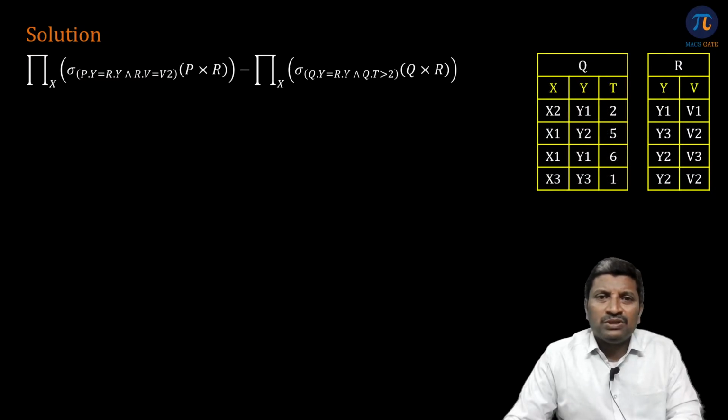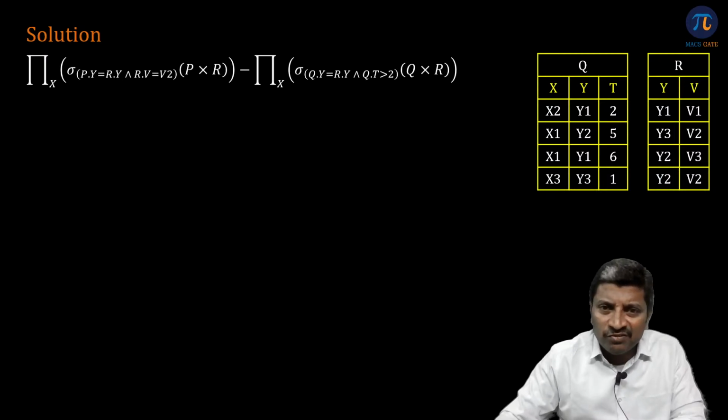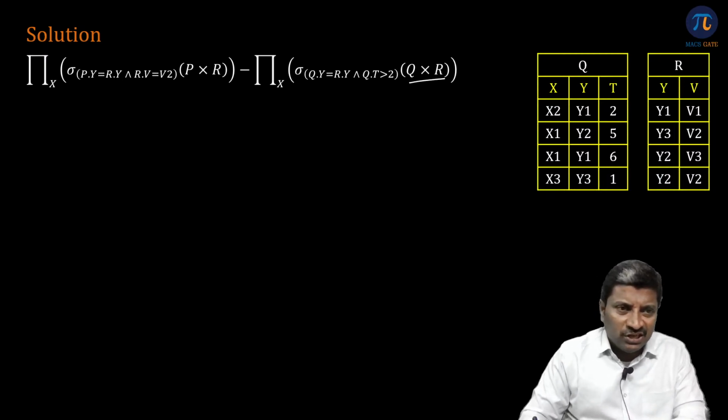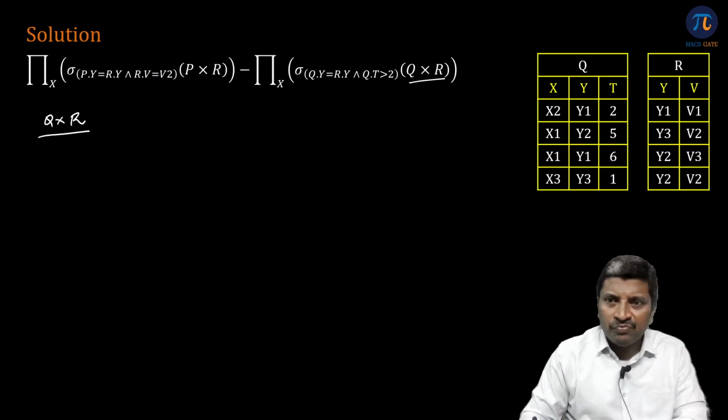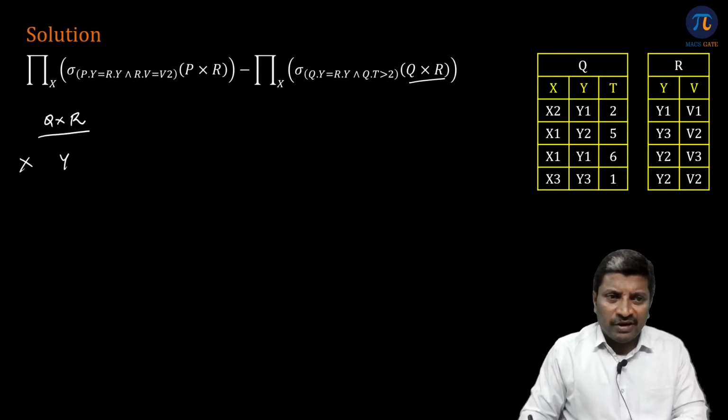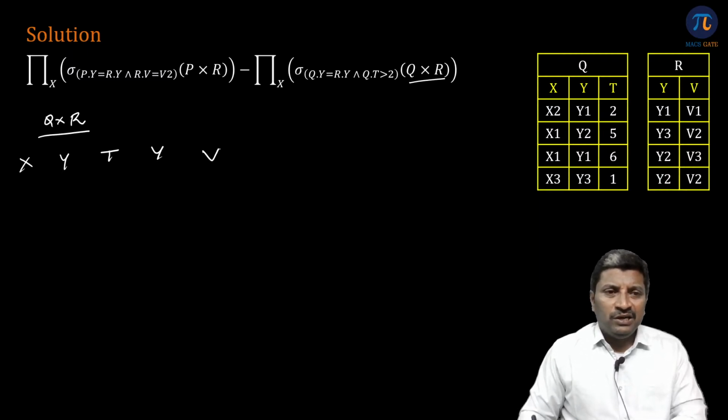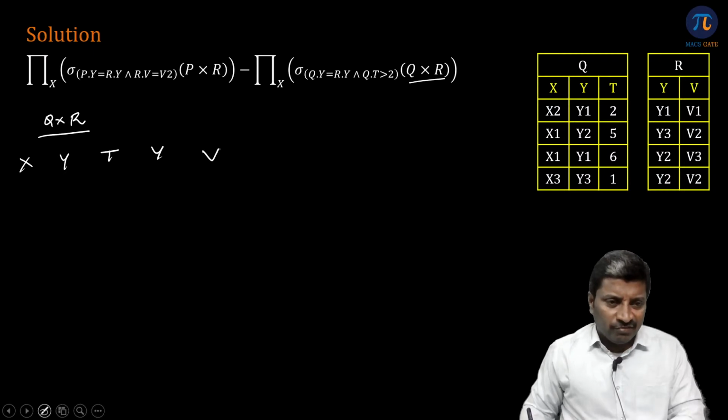Fine. So the second one, sir. What is the second one? Q cross R. The same story. First, let me write the attributes of Q cross R. X, Y, T, Y, V. Right? Again, I am having 5, sir. I will get all the 5.